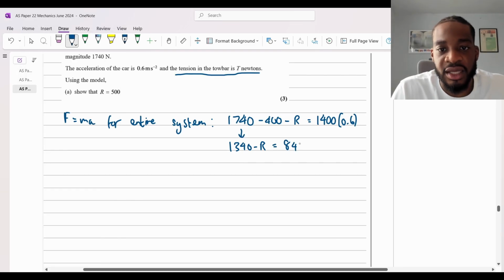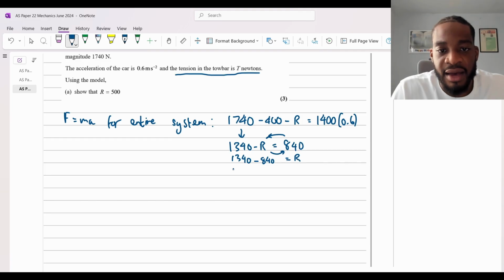So I get 840 there, and that means that 1340, if I move that over there, is going to be minus 840 is equal to R. That means that R is equal to 1300 take away 800, which is just 500, isn't it? So we get R is equal to 500. And that is part A.